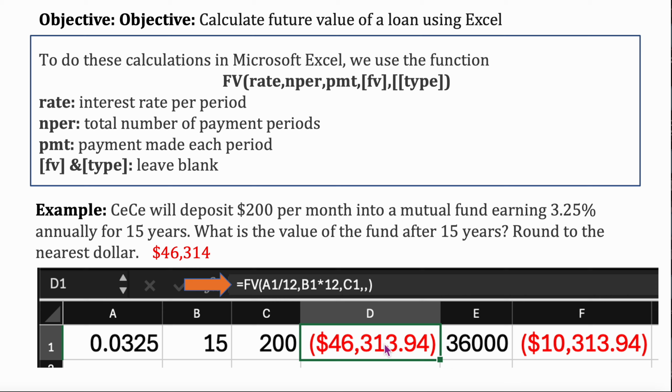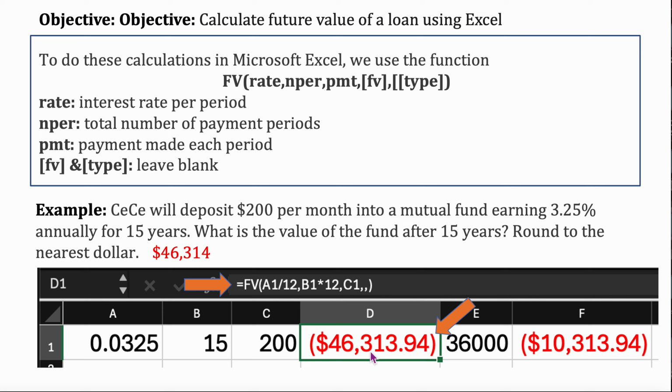You'll notice that our amount is in red. Now, if you want to fix that, you can make your payment, that 200 here, negative. You can put a negative in front of that, but that red is just indicating negative. And you can kind of think about that as the amount that has been put into that thing. Now, next, what did I do? So after I got that amount, we can answer the question, what is the value of the fund after 15 years? If we round to the nearest dollar, so you can make Excel do that.